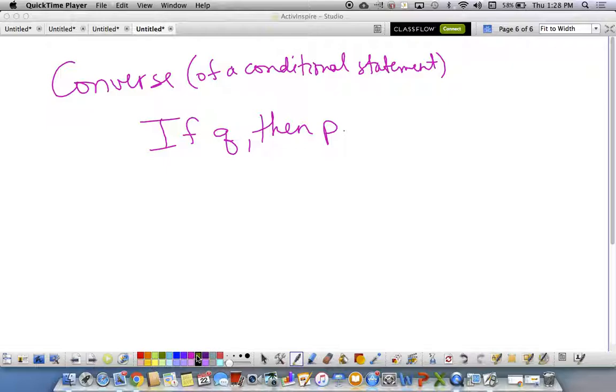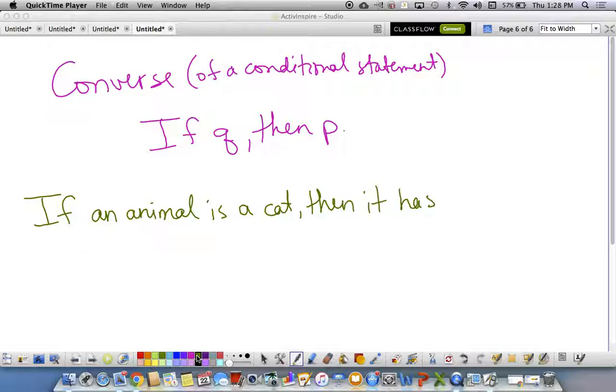let's see, let's write. If... now, I'm going to say it, and you can argue, yes, sometimes a cat might lose a leg, might be amputated, something. But we're going to say, in general, if an animal is a cat, then it has 4 legs. Okay? In general, that's a true statement, correct? The hypothesis is an animal is a cat.